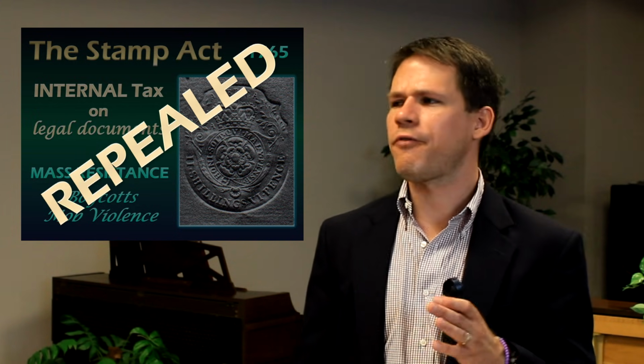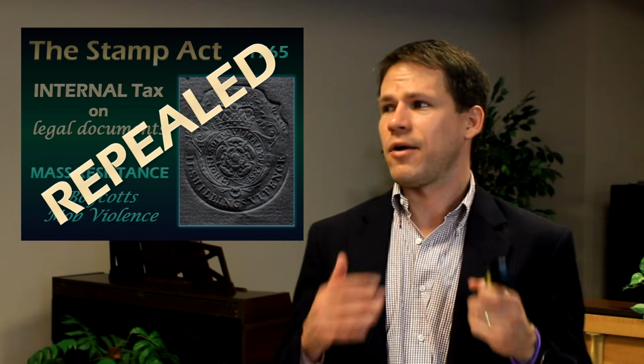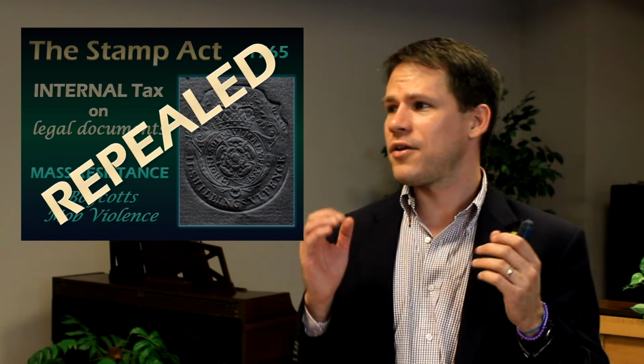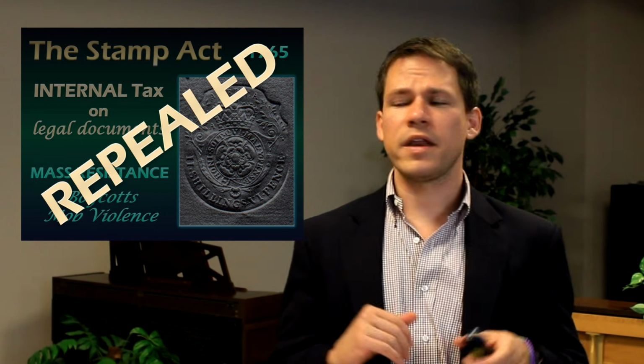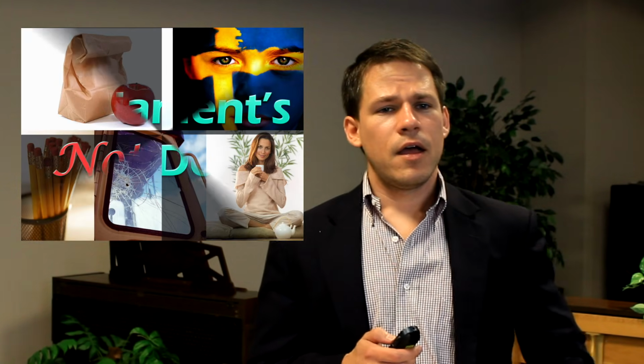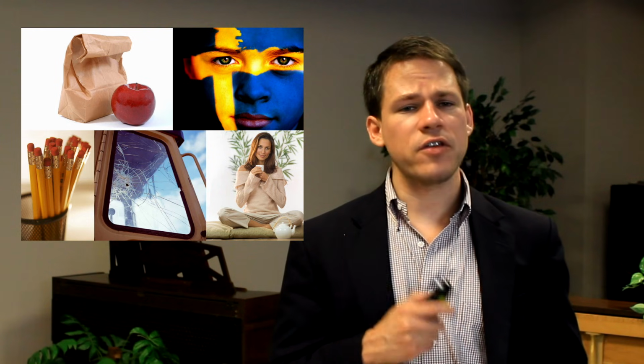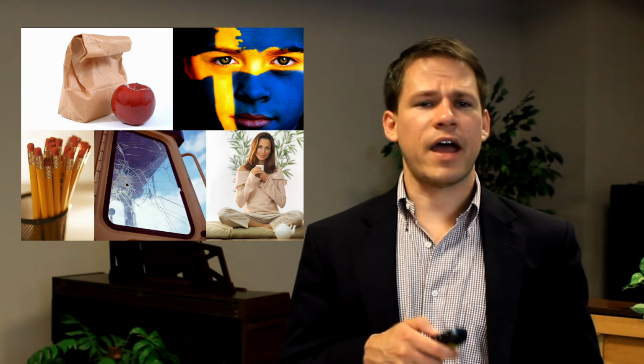And the Stamp Act the following year is repealed, largely because British merchants are saying, hey, we need this business, and if this is going to cut into our business, we need to get rid of it. But Parliament's not done. They are going to levy another tax on certain products. Now keep in mind this will be a trade tax, it won't be an internal tax, but the Townshend Acts are going to tax paper, paint, lead, glass, and tea.